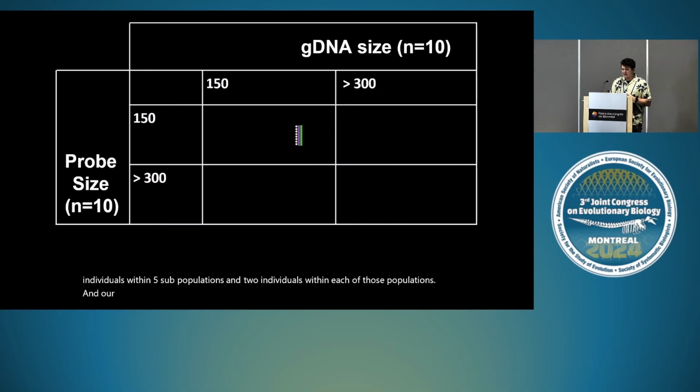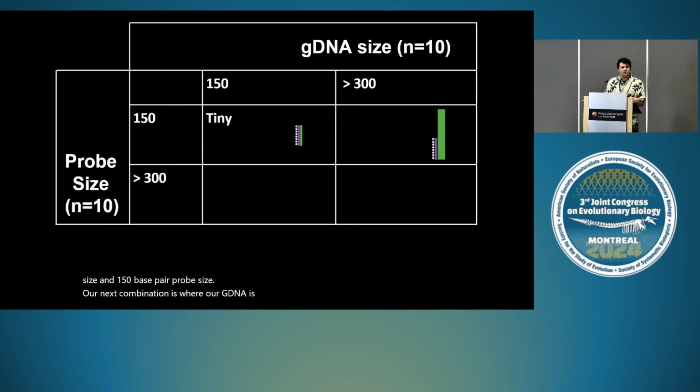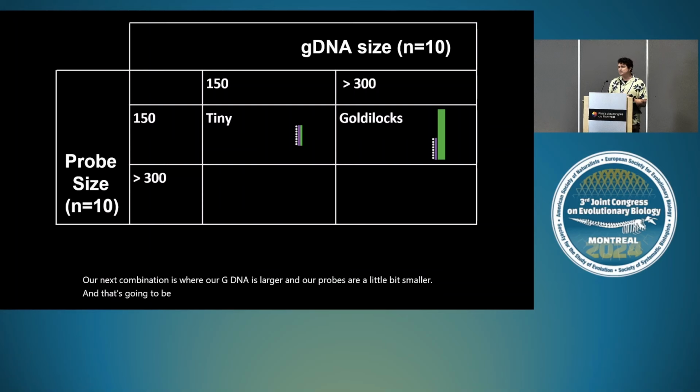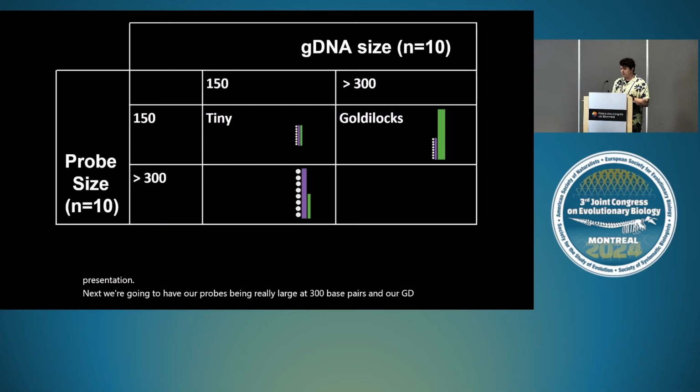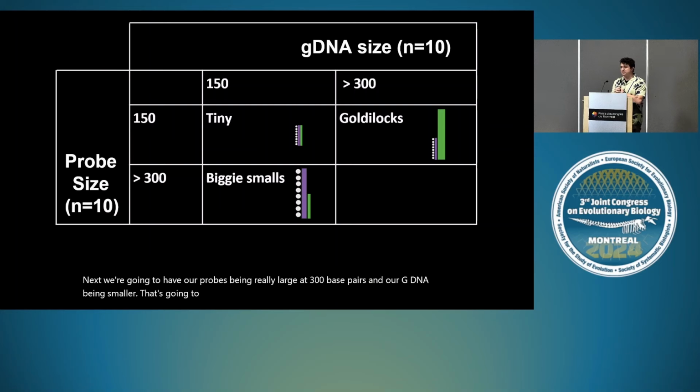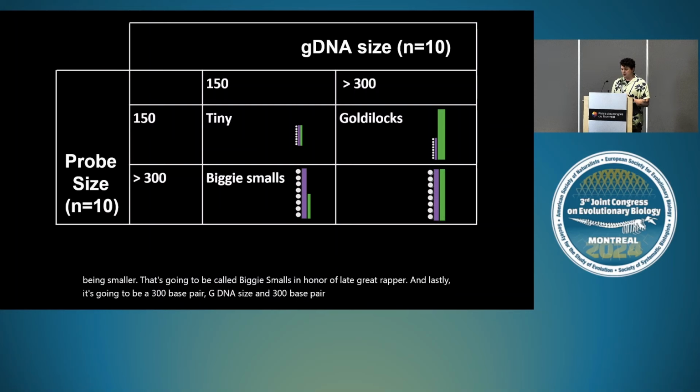Our first design is lovingly called Tiny, and that is our 150 base pair gDNA size and 150 base pair probe size. Our next combination is where our gDNA is larger and our probes are a little bit smaller, and that's called Goldilocks, a little bit of foreshadowing throughout the presentation. Next, we have our probes being really large at 300 base pairs and our gDNA being smaller. That's called Biggie Smalls in honor of the late great rapper. And lastly, a 300 base pair gDNA size and 300 base pair probe is called Andre 300. I'm going to be using these terms instead of confusing you with a bunch of numbers and whatnot.